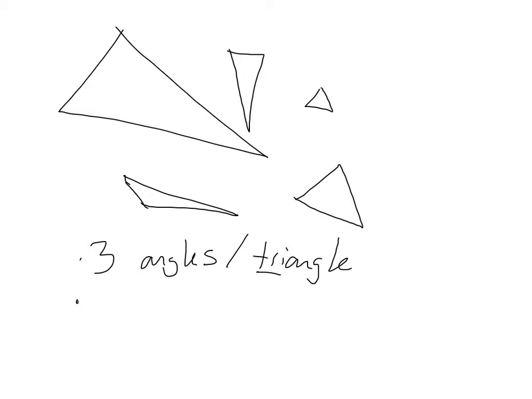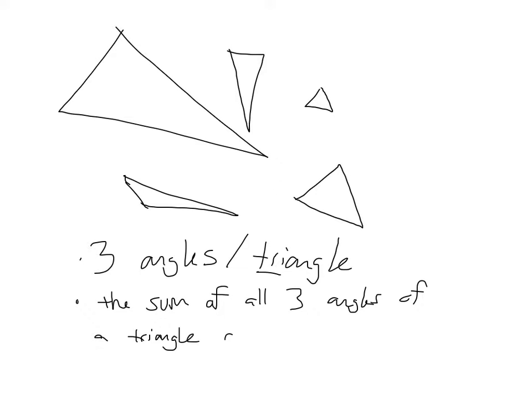And that is that the sum of all 3 angles of a triangle add up to 180 degrees. Okay, so if I knew the measures of all of that angle, and that angle, and added them up, they would be exactly, not close to, but exactly 180 degrees. Same there, same there, same there, and same there.